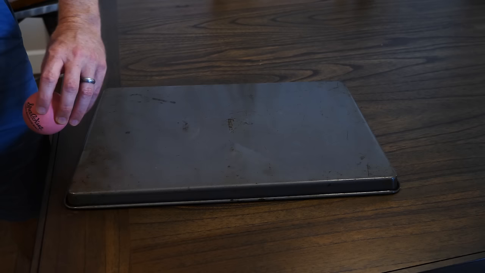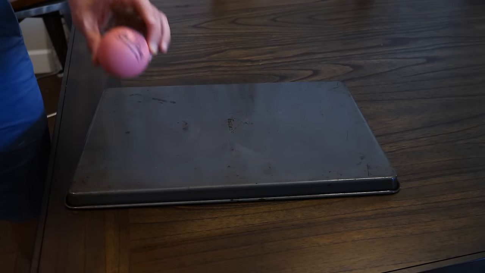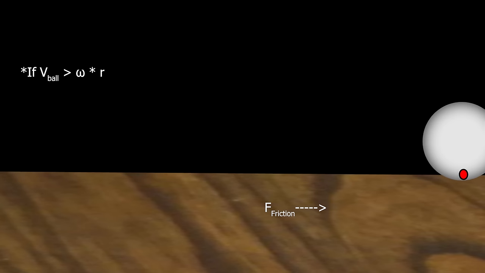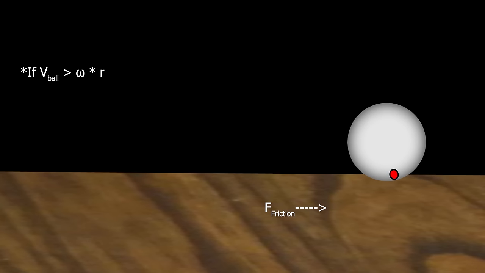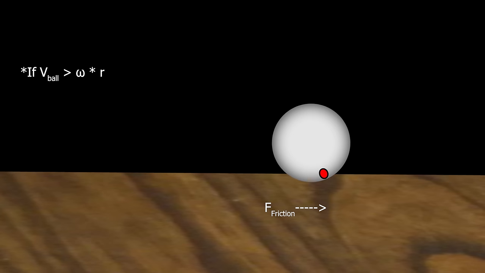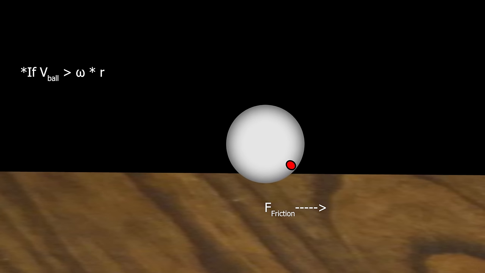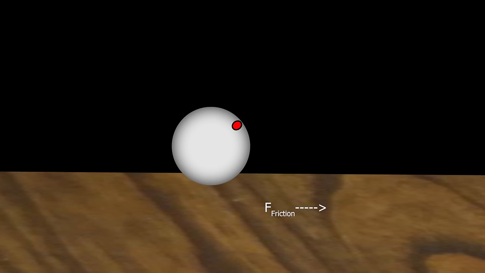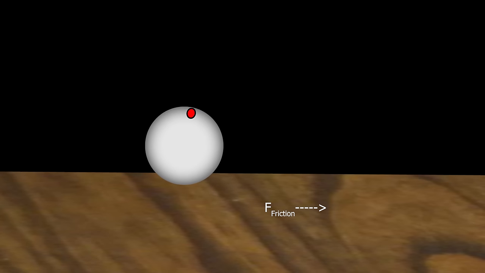For example, if I just throw the ball across the ground that's only slightly rotating, then the velocity is greater than the rotational velocity times the radius, so the point in contact with the ground is slipping across the ground. So friction causes the velocity of the ball to slow down and the rotation of the ball to speed up until the point in contact with the ground is the same velocity as the ball.